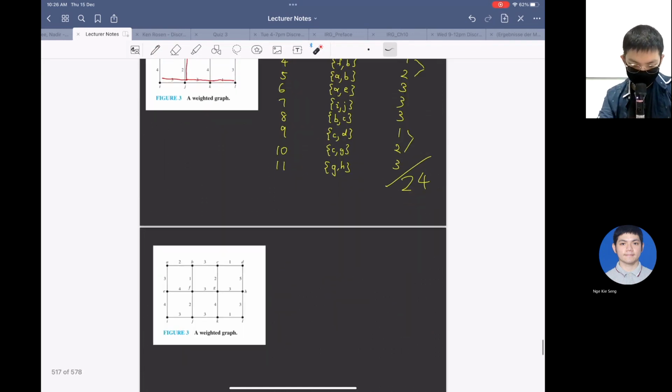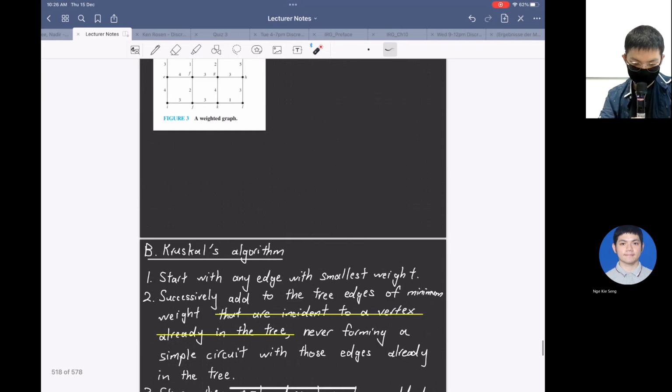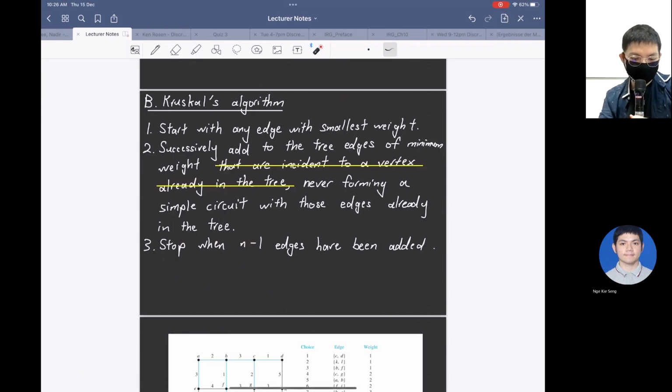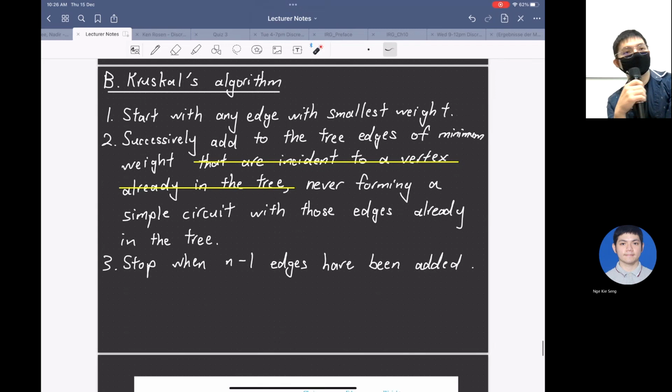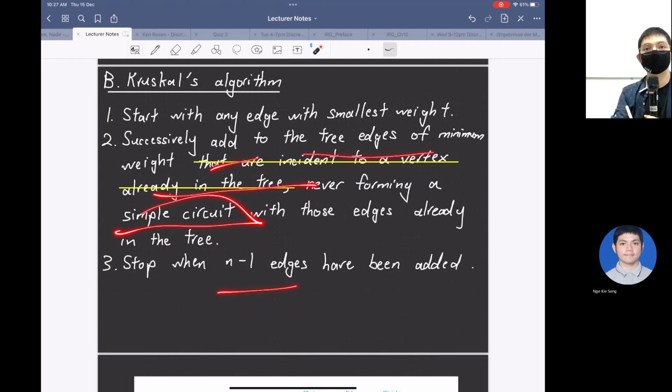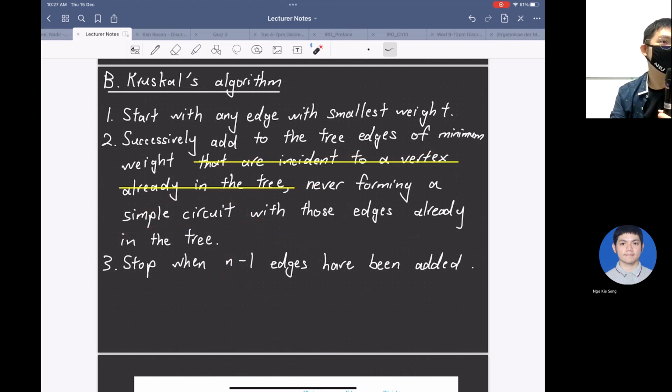Okay, next. Okay, the final one. Kruskal algorithm. So you also start with the same weight, okay? But now when you add the edge, you just need to add the minimum weight, okay? Don't care whether the vertex exists before, okay? You just add the minimum weight without forming the circuit until n minus 1 edges are added. Okay.